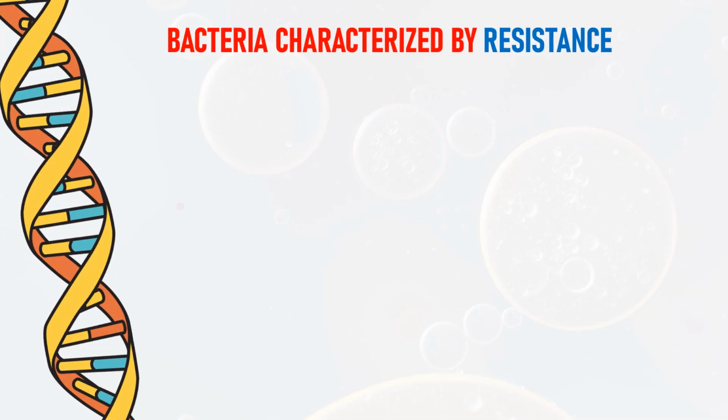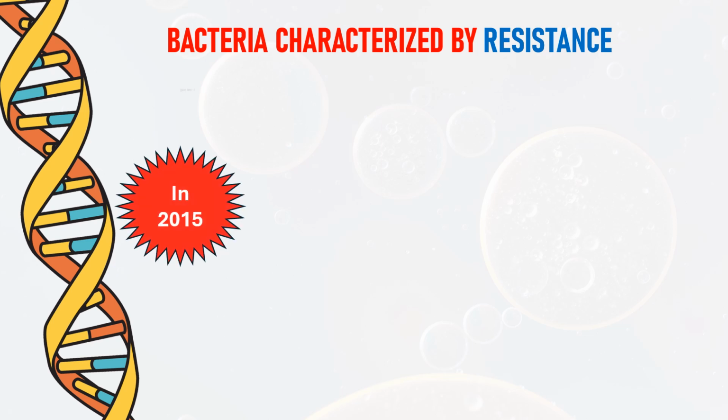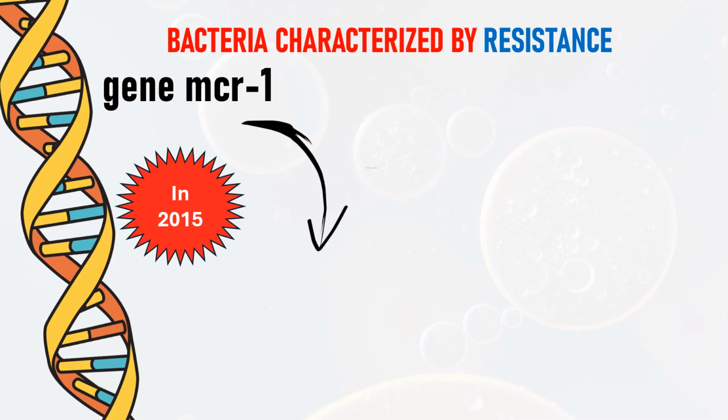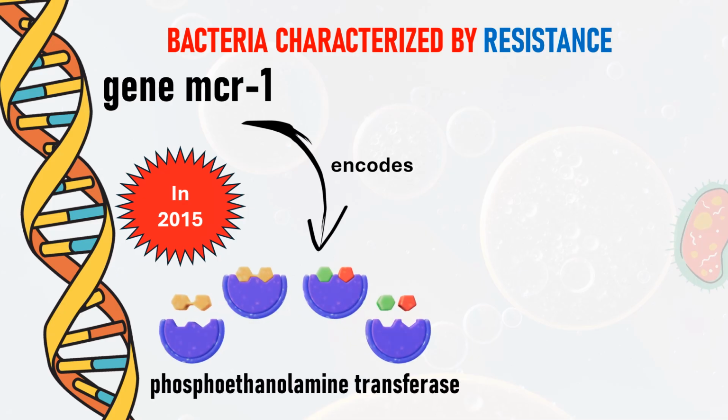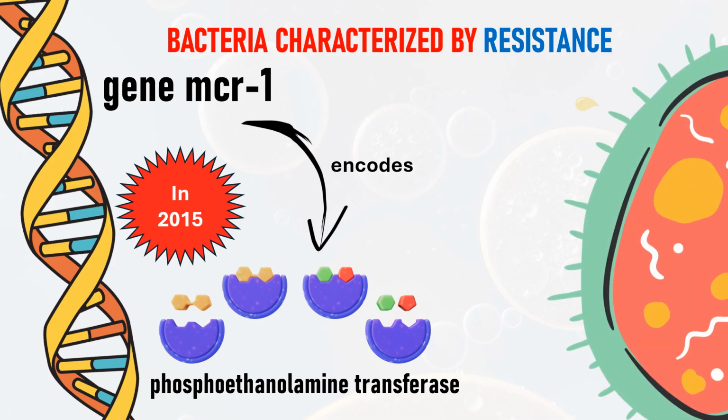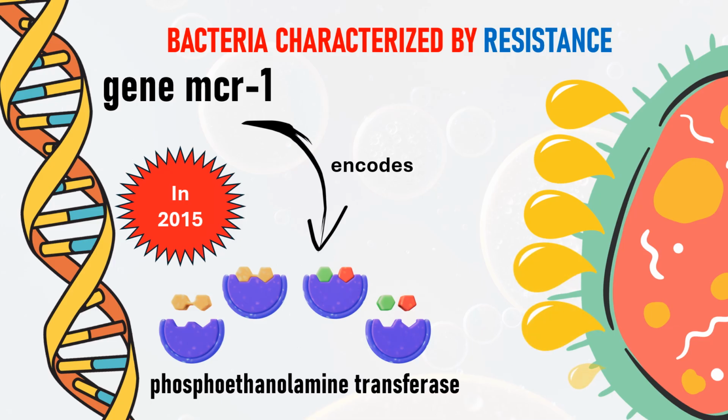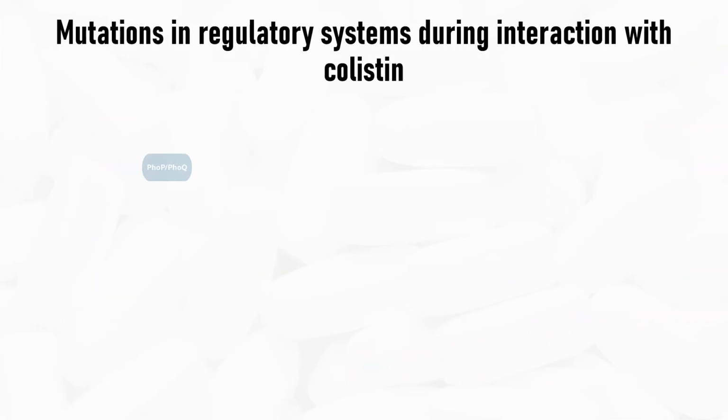In recent years, colistin resistance has become a serious medical problem. The MCR gene. In 2015, the MCR-1 gene, which encodes the enzyme phosphoethanolamine transferase, was discovered. This enzyme modifies lipopolysaccharides in the bacterial membrane, reducing the ability of colistin to bind to them. A unique feature of the MCR gene is that it is located on plasmids, allowing it to be transmitted between bacteria.